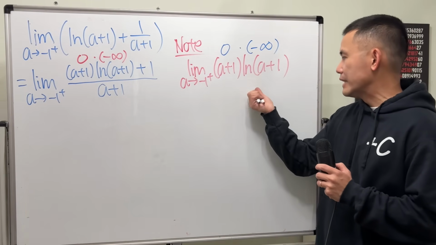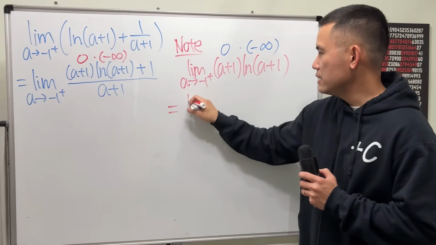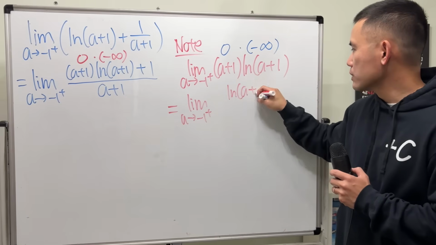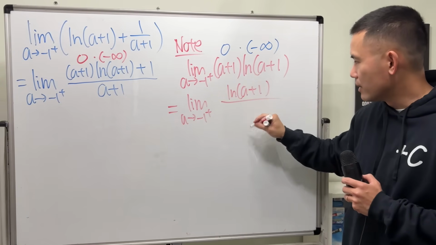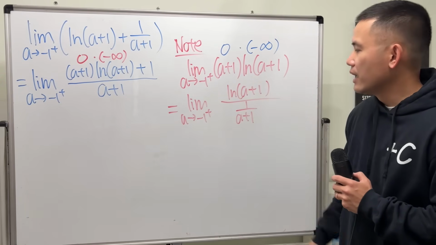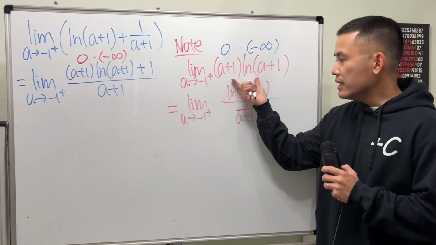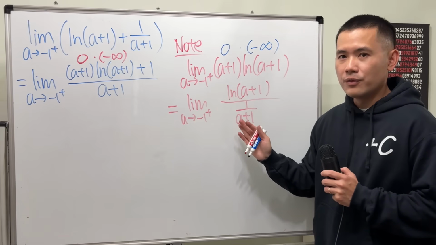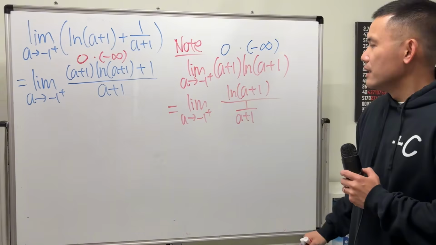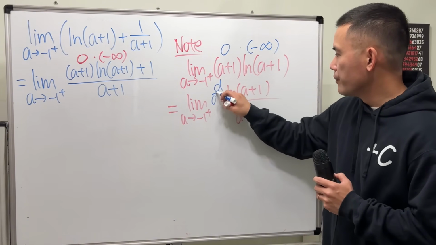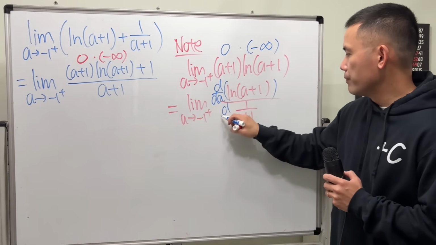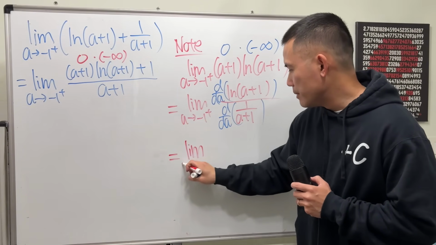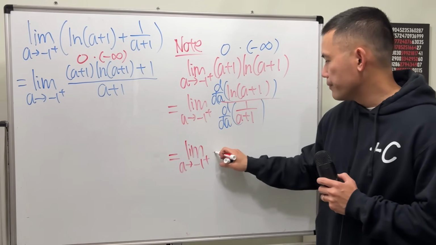Let's go ahead and bring this down, because we can see that we get ln of a plus 1 over, not here, but here, 1 over a plus 1. Once we have this, we will have negative infinity over plus infinity. That's the OK indeterminate form for L'Hopital's. So right here, right now, we do the L'Hopital's rule, differentiate with respect to a. That's our variable. So we have the limit as a approaching -1 from the right.